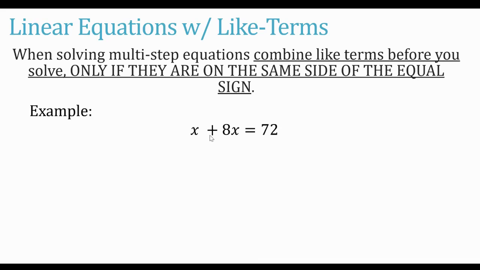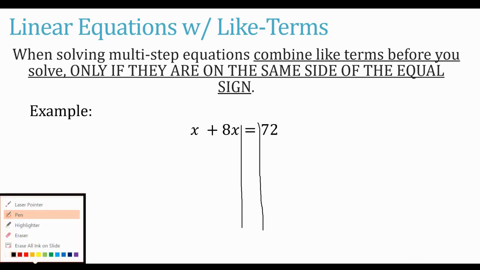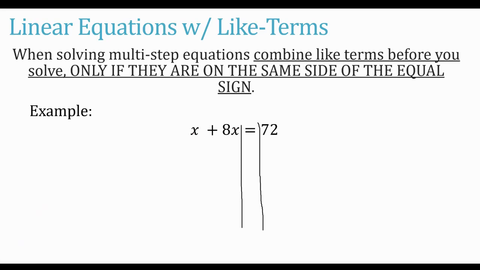So here we have x plus 8x equals 72. To solve this, the first thing I like to do is draw the train tracks, and we're going to try to identify like terms. Remember, like terms are terms that have the same variable with the same exponent. So we can see here that this x and this 8x are like terms. I'm also going to put this 1 in front because whenever there's no coefficient, it has an invisible coefficient of 1. And we're going to combine these because they are on the same side of the equal sign.